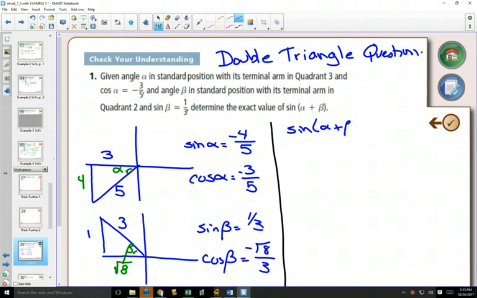Now, the reason I wrote those down is because the question is asking us to find sine of alpha plus beta. And that's one of our formulas. It's equal to sine alpha cos beta plus cos alpha sine beta. That formula is on your formula sheet. It's also up there on the wall. So I don't know how well you can see it from where you're sitting, but sine alpha plus beta is sine alpha cos beta plus cos alpha sine beta.